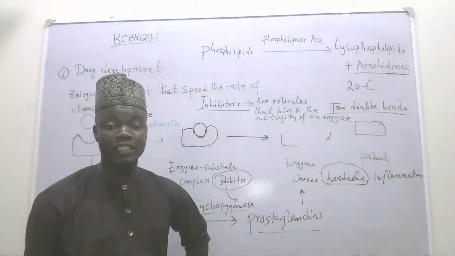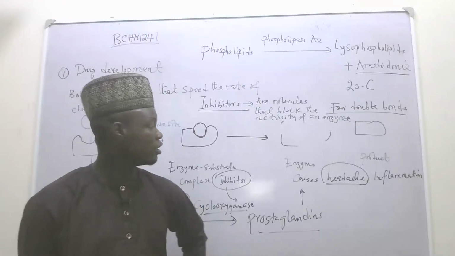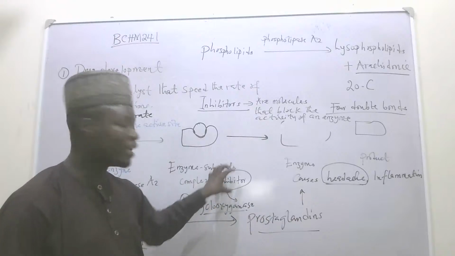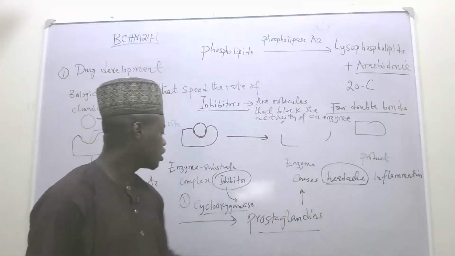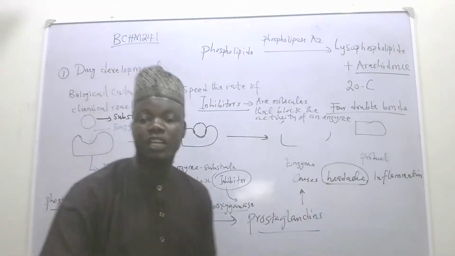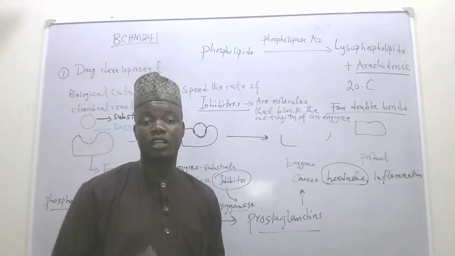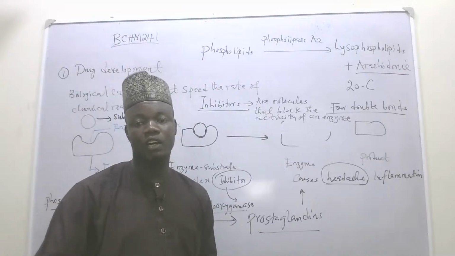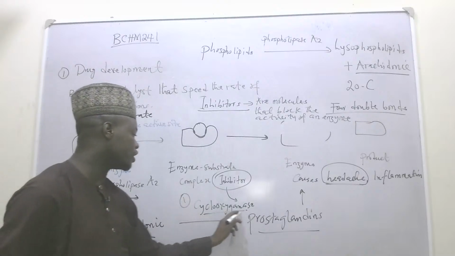I am solving the 2019 past question paper. So do you think that after blocking the activity of cyclooxygenase using a particular inhibitor, it can prevent headache? The answer is yes. And ladies and gentlemen, let me tell you this. The aspirin, that is the paracetamol that we use to prevent headache or to cure headache, is an inhibitor of the cyclooxygenase enzyme.